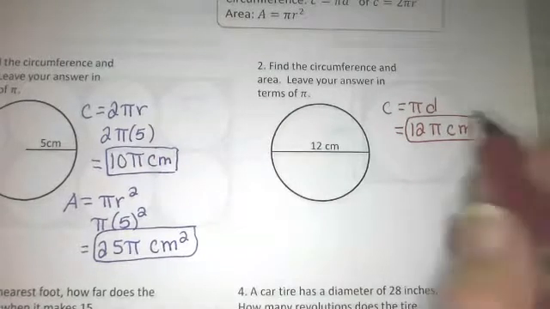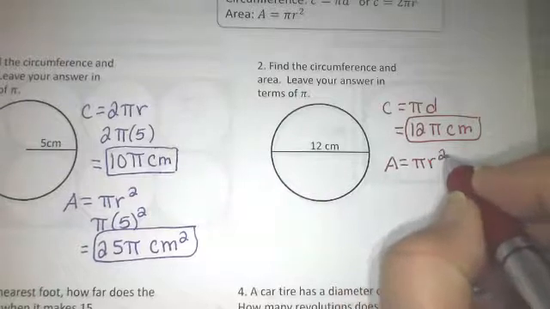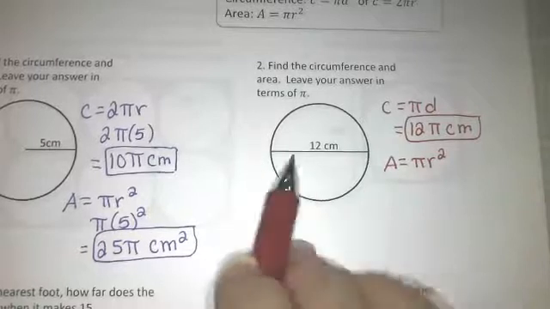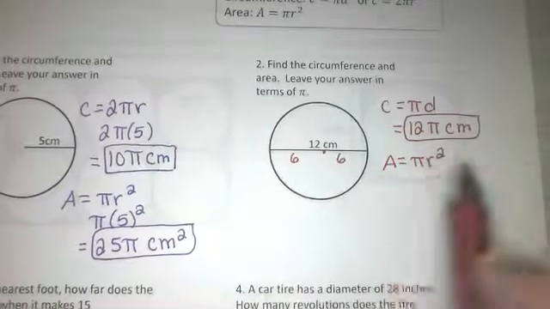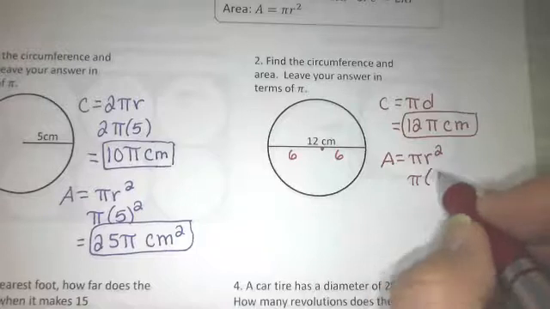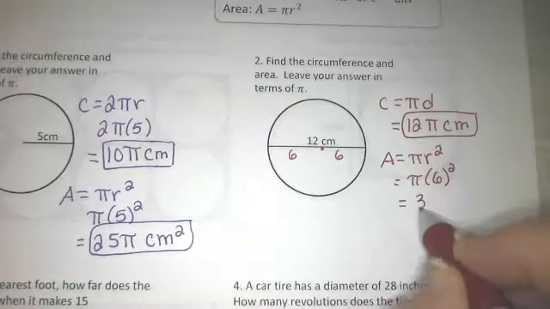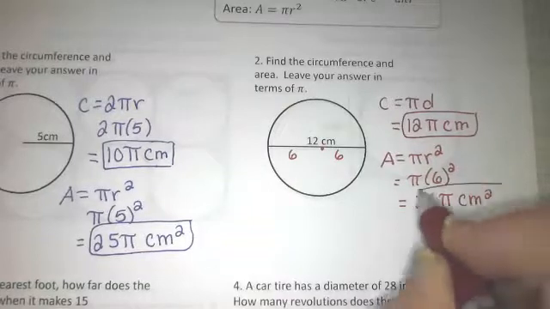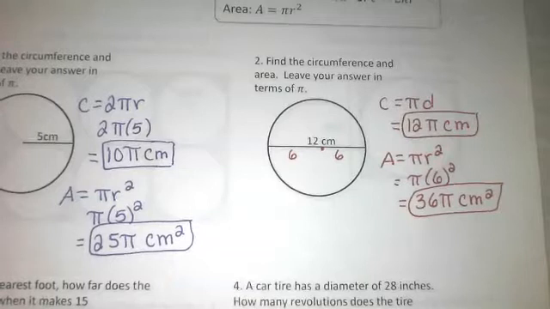Now for area, remember area is pi r squared. So what's the radius? 6. So remember area requires radius, so we had to take half of the 12. So my answer would be 36 pi. That's pretty easy. So far, so good.